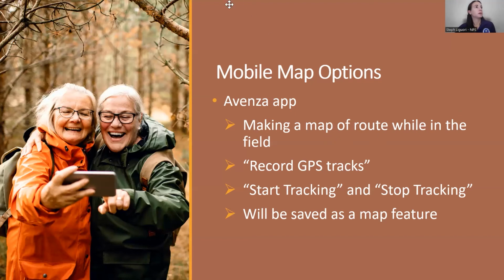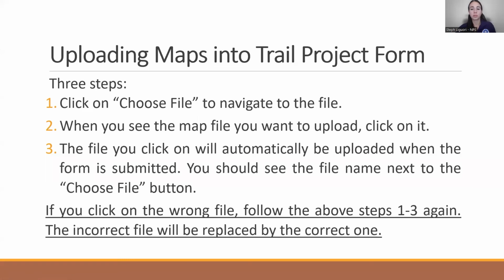Okay, so now you have your map and you want to upload it into the Trail Project form. So there's really 3 main steps to uploading the map. I have the 3 steps listed out on this slide, but I think it'll be better if I show you. So I'm going to go to the Trail Project form to show you a visual.